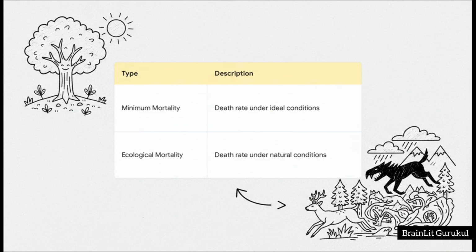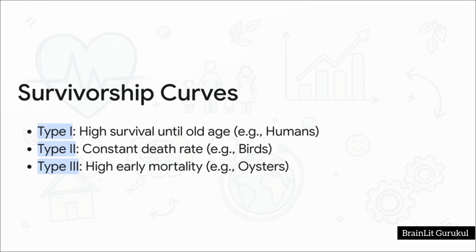It just makes sense. A really cool way to visualize these mortality patterns is with something called a survivorship curve. It basically shows us when death is most likely to happen in a species' life. For type 1 species, like us humans, most of us make it to old age. For type 2, like a lot of birds, the risk of dying is pretty much constant throughout life. And for type 3, like an oyster that releases millions of eggs, there's a huge die-off right at the start, but the very few that survive that initial period can live for a really long time.